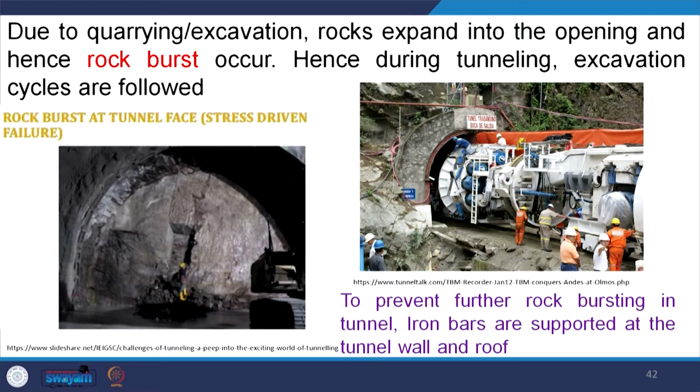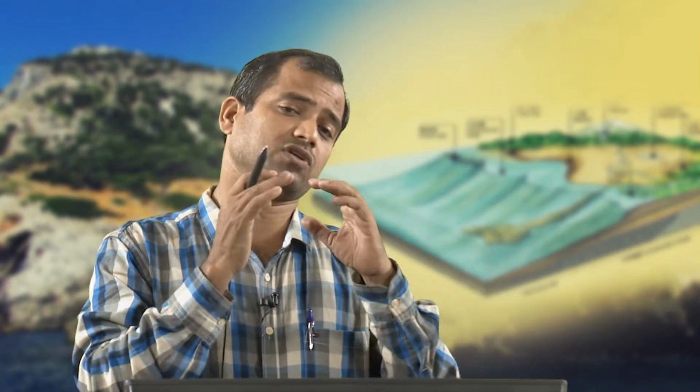To prevent the rocks from expanding toward the tunnel space, sometimes we use iron bars. Iron bars are intact with the system and finally prevent further expansion. But if we excavate some part of the tunnel initially and support it by iron bars as soon as we excavate, then it is also difficult to handle the situation.